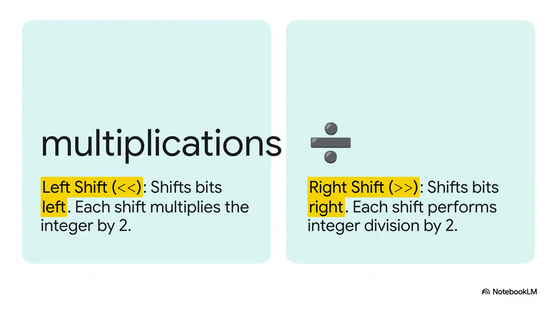Bit shifting, this is an incredibly efficient way to do math. Shifting bits to the left is the exact same thing as multiplying the number by 2 for each position you shift. And shifting to the right, well, that's the same as dividing by 2. This is often way, way faster than using the normal multiplication or division operators.